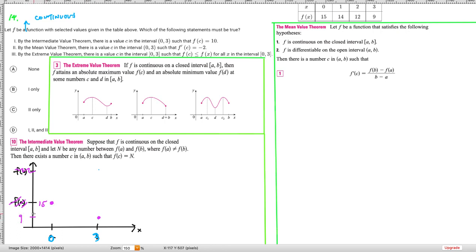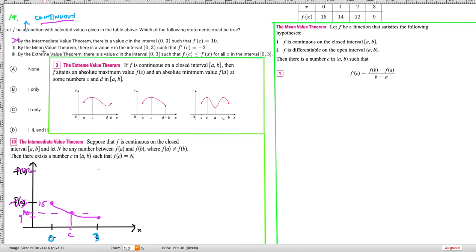Now, is 10 guaranteed to be here? How could I go from 15 to 9 without crossing 10 in a continuous way? I would have to cross 10. And there'd be some c between 0 and 3 with f of c equal to 10, because at this point, f of c would be 10 along here. That's if I know f is continuous. But I don't know f is continuous, so I can't say that the first one is true.